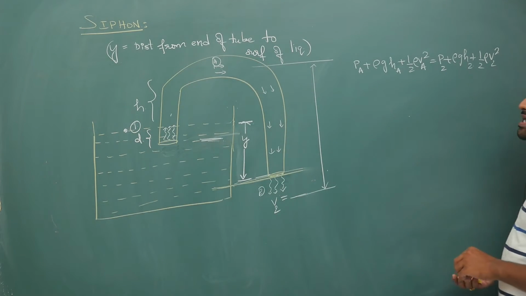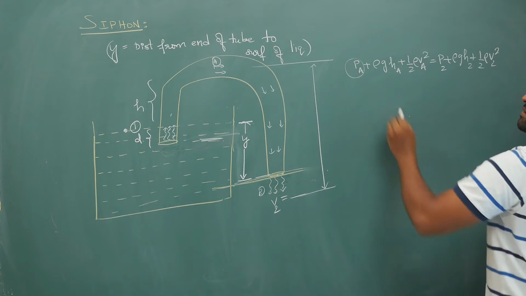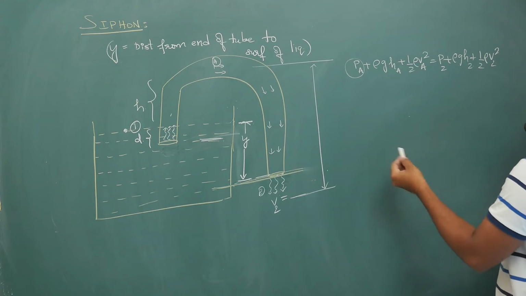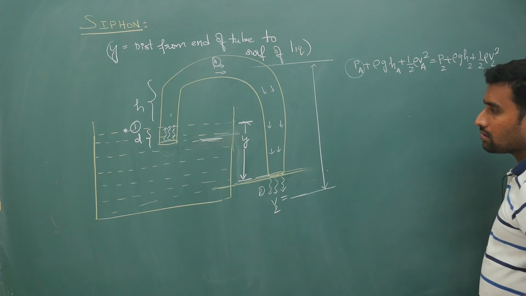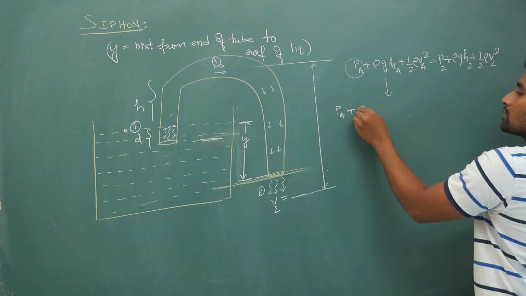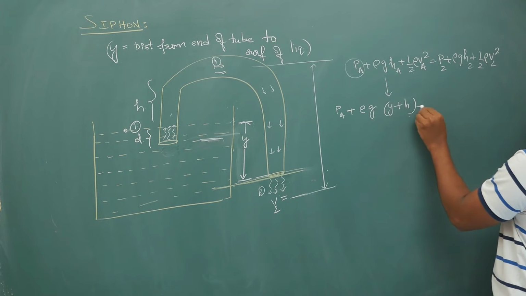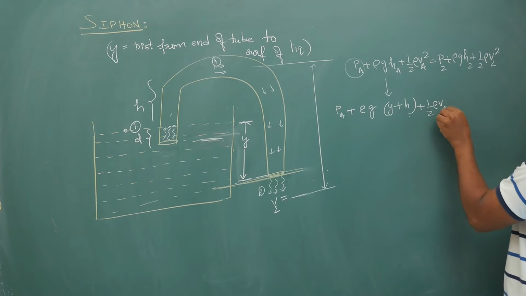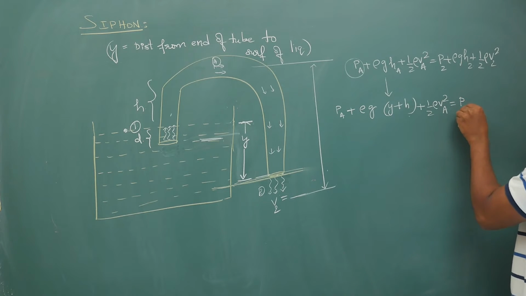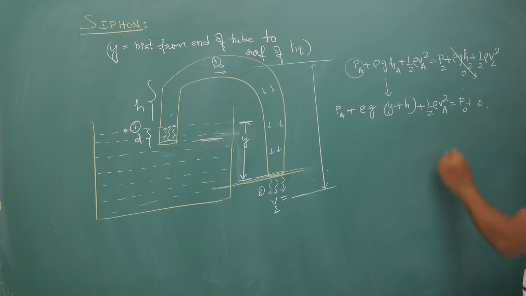At point A, what is happening? You do not know what the pressure is, so let us try to calculate. Now what is the height HA? Your point A pressure plus rho into g into (Y plus H) plus half rho VA square is equal to, at point 2, atmospheric pressure P naught plus 0, because point 2 is at the zero reference level, plus half rho V2 square.